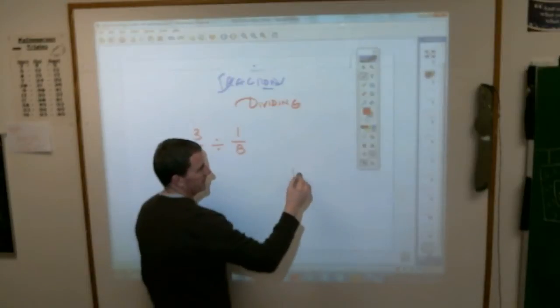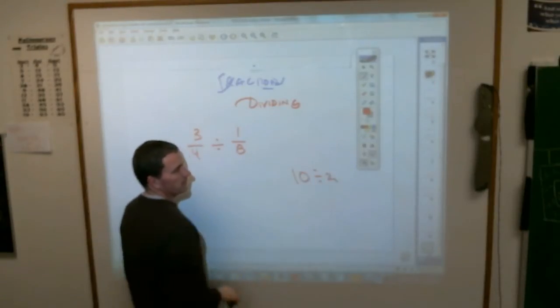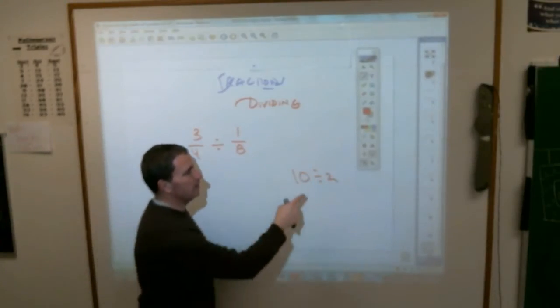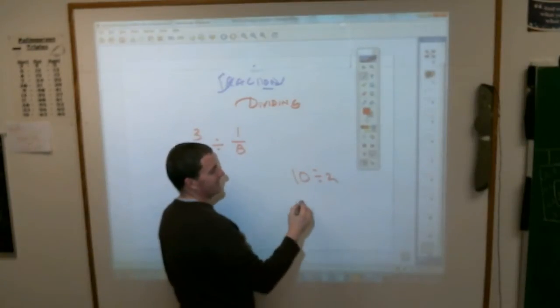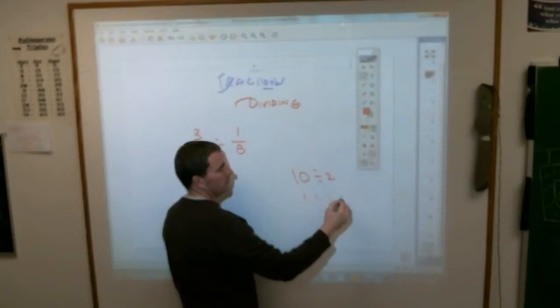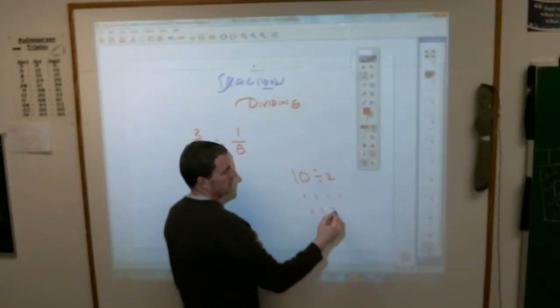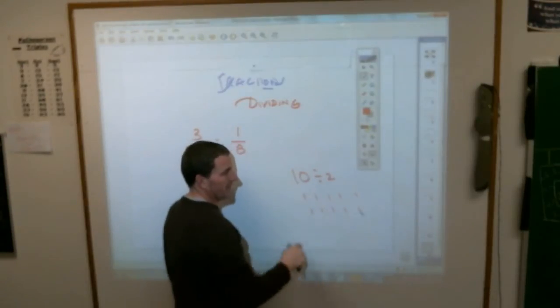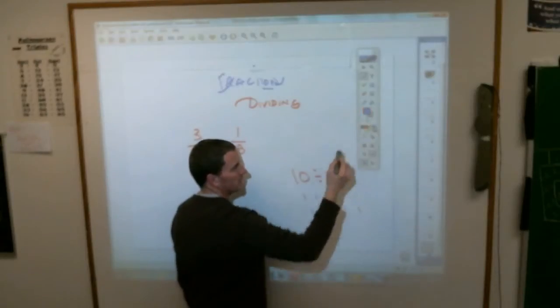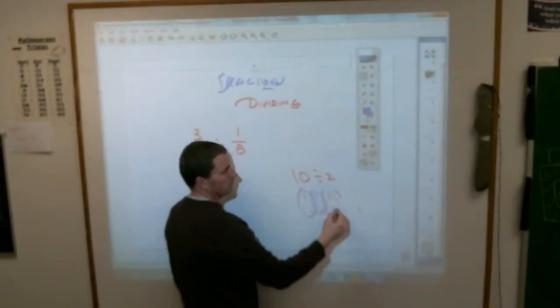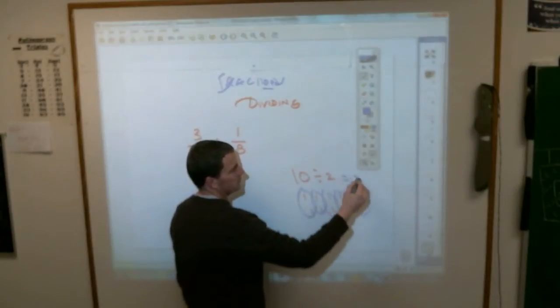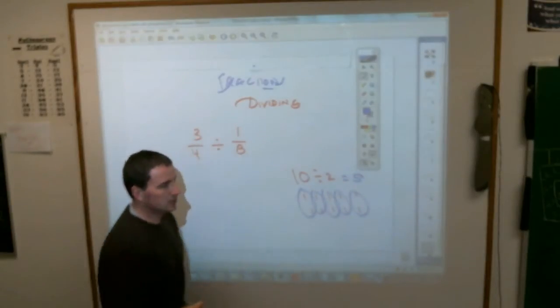Just like this. If I take 10 divided by 2, you are asking how many 2's can you get out of 10? You've got 10 things. 1, 2, 3, 4, 5, 6, 7, 8, 9, 10. How many groups of 2 can you get out of 10? Well, there's 1 group of 2, 2 groups of 2, 3 groups of 2, 4 groups of 2, 5 groups of 2. So that's why 10 divided by 2 is 5.